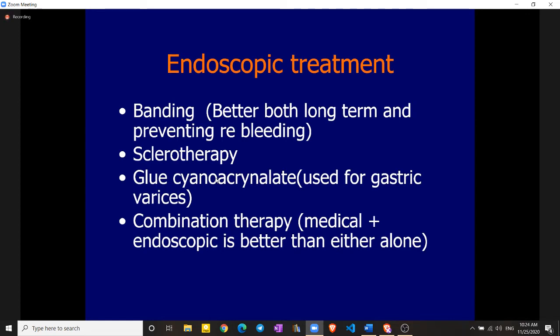So combination therapy, that is medical and endoscopic, is better than either alone. That again makes sense, right? So remember that. So endoscopic treatment is banding for esophageal varices, glue for gastric varices.